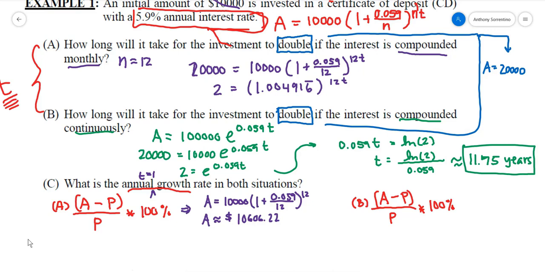Technically, you really should keep the exact amount in here until you calculate what the percentage is. But my annual growth rate now is going to equal, well, if I take this amount and subtract away 10,000, I'm just going to have $606.22 over that 10,000 times 100%.